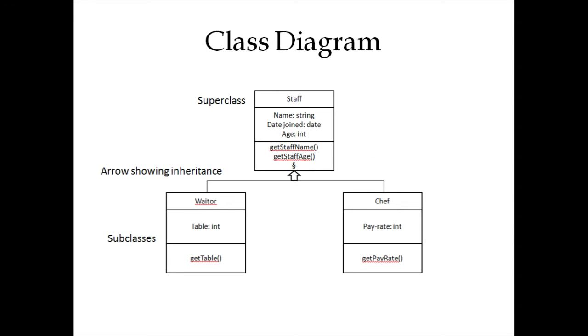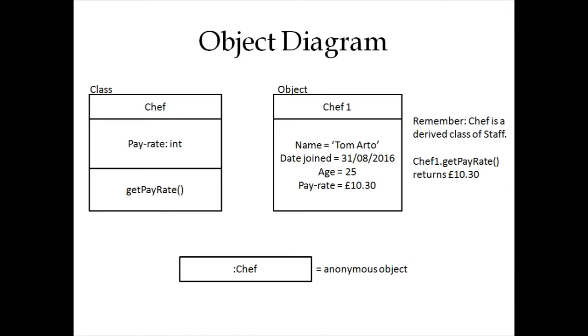Subclasses, or derived classes, inherit all attributes and methods from their superclass, shown by the arrow. This means that waiter, a subclass of staff, has a name, age, and date joined, as well as a table number.